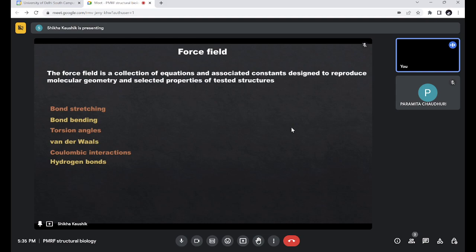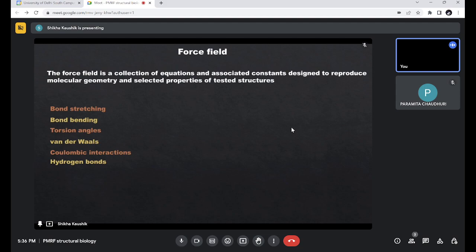Now the force field is a collection of equations and associated constants designed to reproduce molecular geometry and selected properties of a structure. We have certain forces present whenever a system is working. There are some forces that lead to changes in that system, and that is how a process works, and that is what we want to understand. For example, there can be bond stretching, bond bending, torsion angles that are being changed, and van der Waals forces that are present in a particular system.